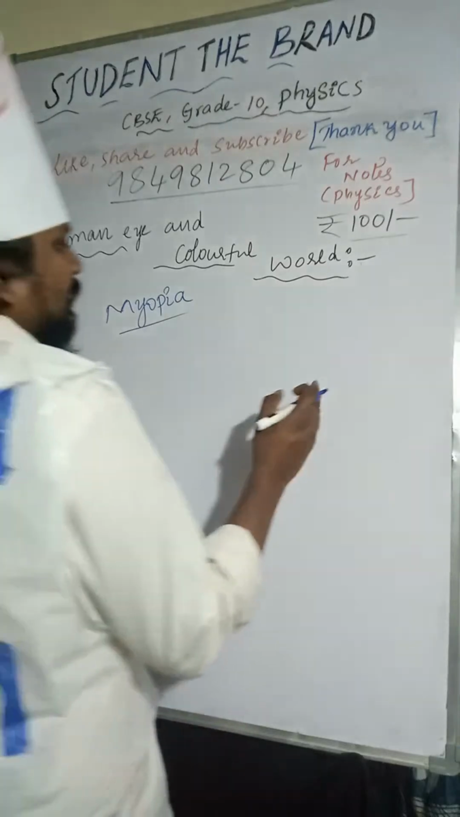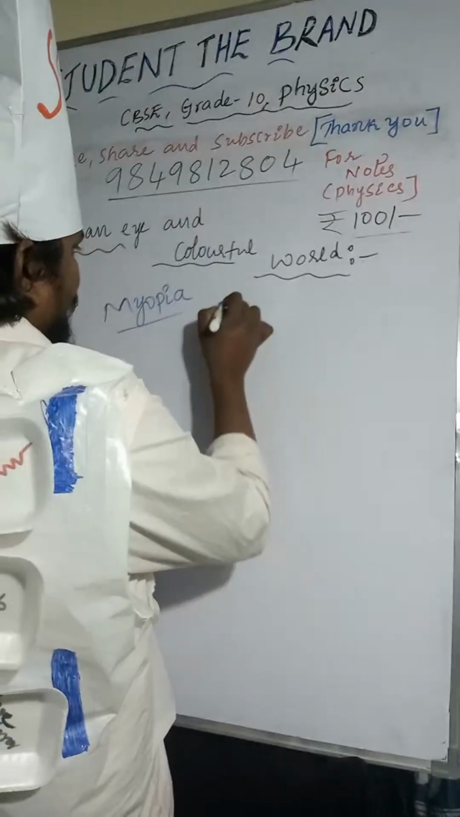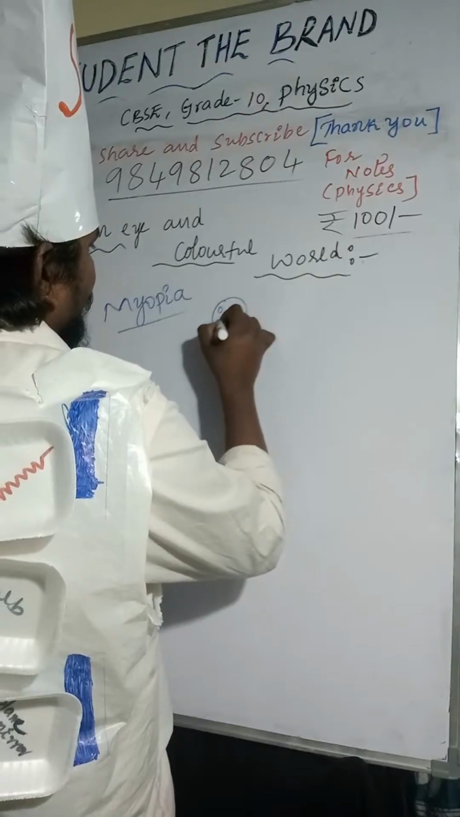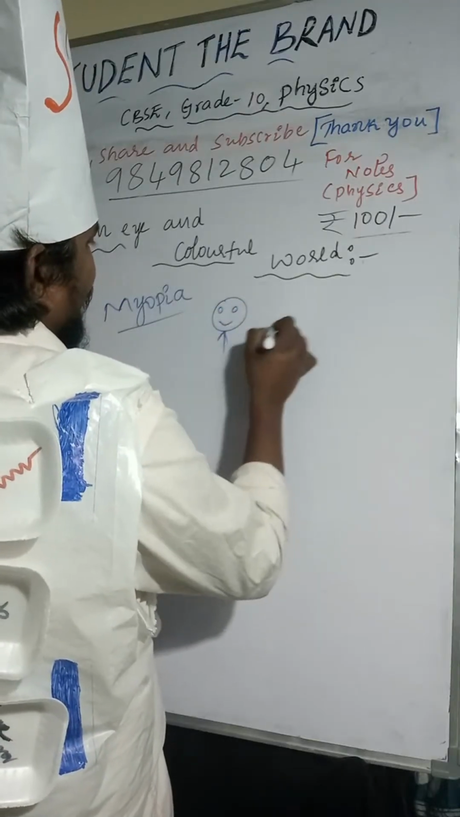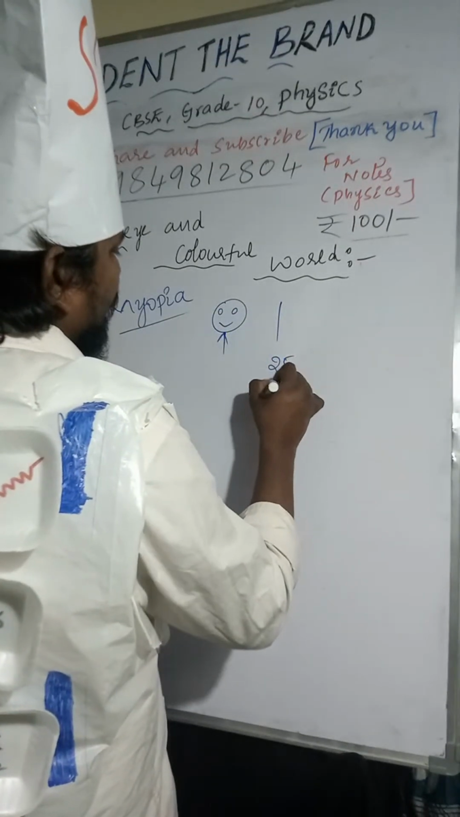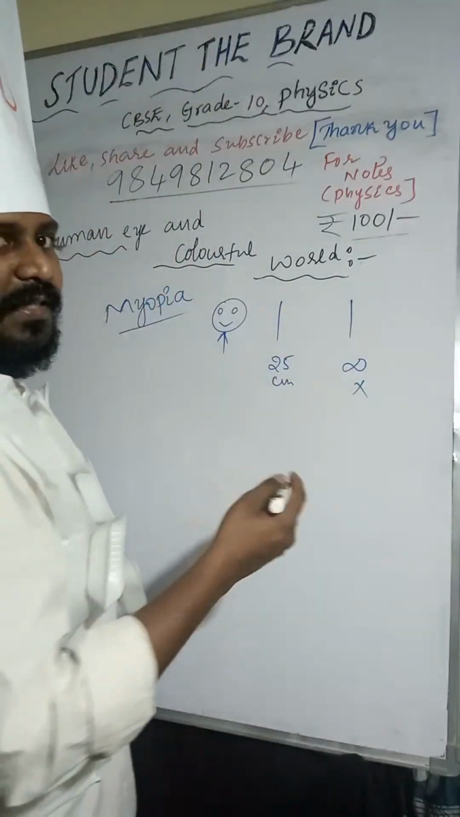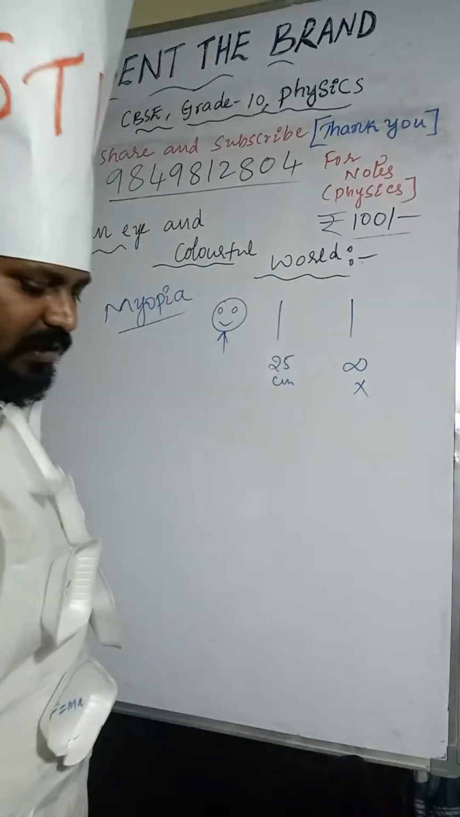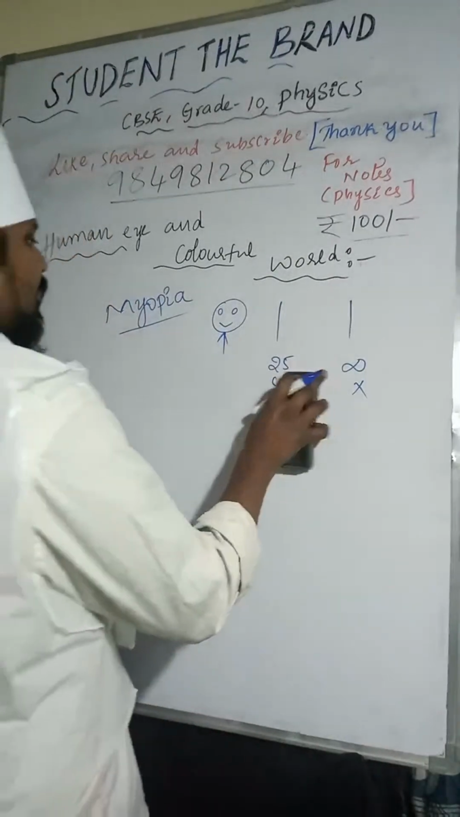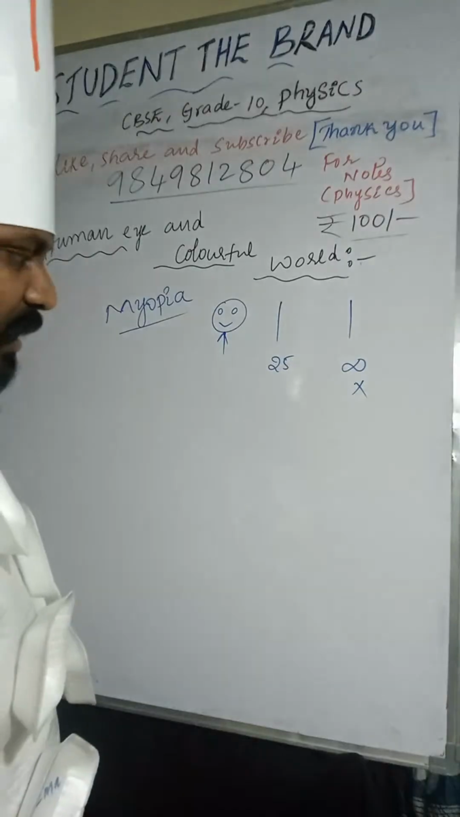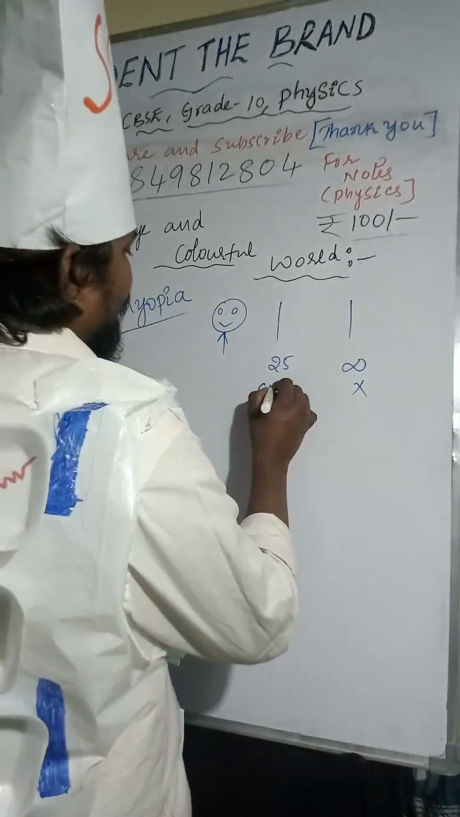So until a certain point only we can see. Suppose I am taking this point, okay, person. So you can see up to 25 centimeter. 25 centimeter you can see. So infinity you can't see. 25 centimeter is nothing but the minimum point. That is the near point. Okay? Near point you can see.